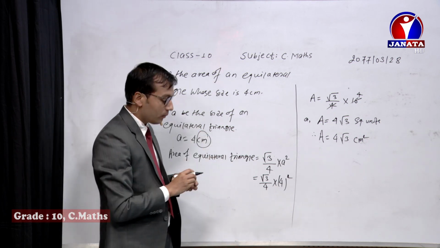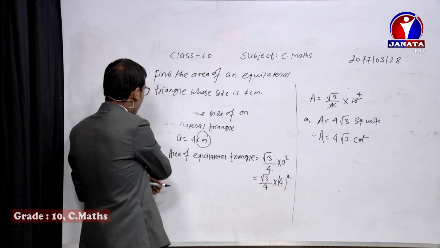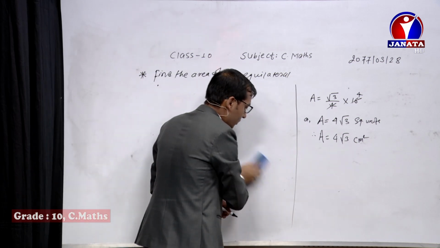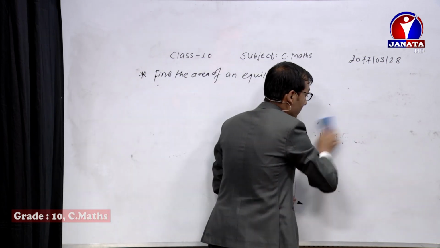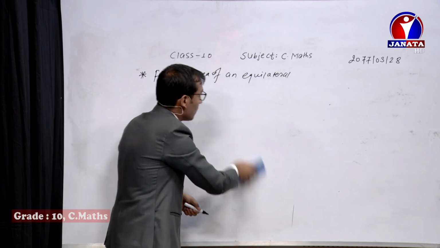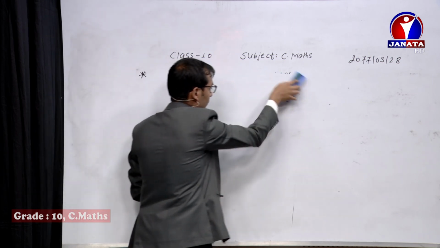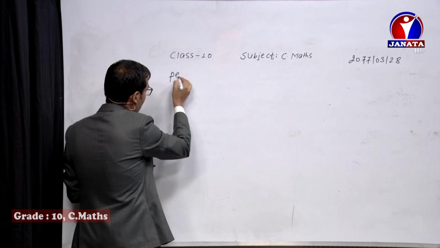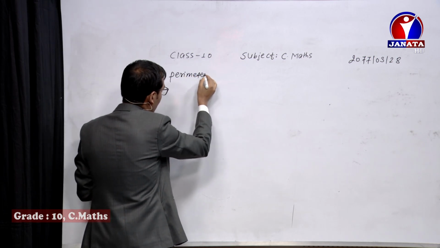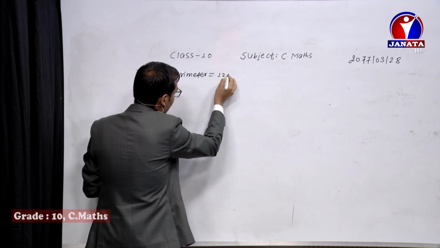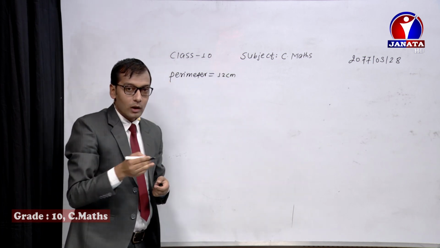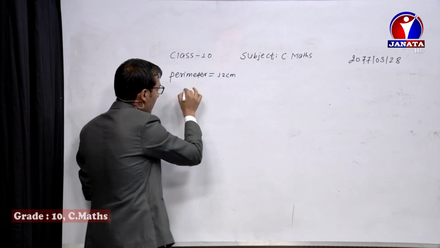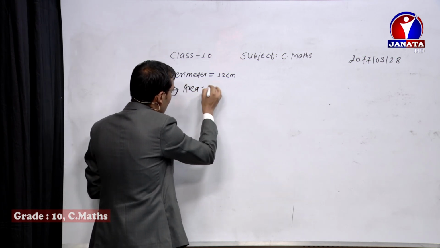So if I take an example, like the perimeter of an equilateral triangle is 12 centimeter, and what is its area? Let's do the next question. I'm talking about an equilateral triangle. If the perimeter of an equilateral triangle is given as 12 centimeter, and we are asked to find the area. Area is asked.